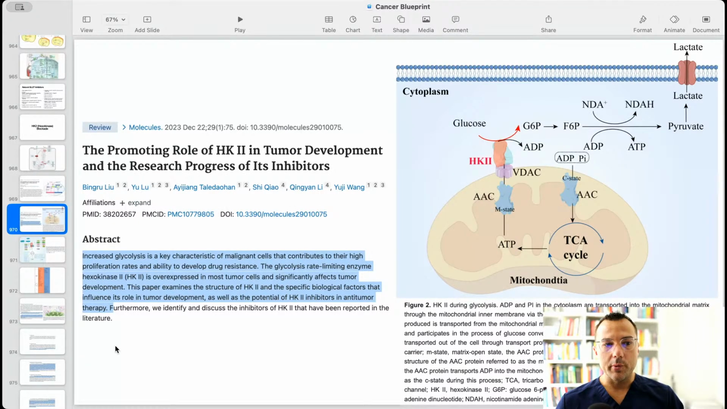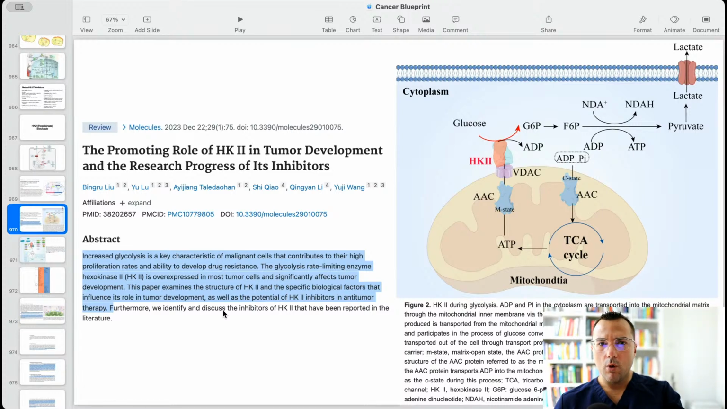Later on, I pulled this paper because it's so good, even though it's quite a bit later than the next paper. It's published in December of 2023 in Molecules, and it's titled the promoting role of hexokinase 2 in tumor development and the research progress of its inhibitors. And it says here, increased glycolysis, or the breakdown of sugar, is a key characteristic of malignant cells or cancer cells that contribute to their high proliferation rates and ability to develop drug resistance. The glycolysis rate limiting enzyme, hexokinase 2, is overexpressed in most tumor cells and significantly affects tumor development. This paper examines the structure of HK2 and the specific biologic factors that influence its role in tumor development, as well as the potential HK2 inhibitors in anti-tumor therapy.